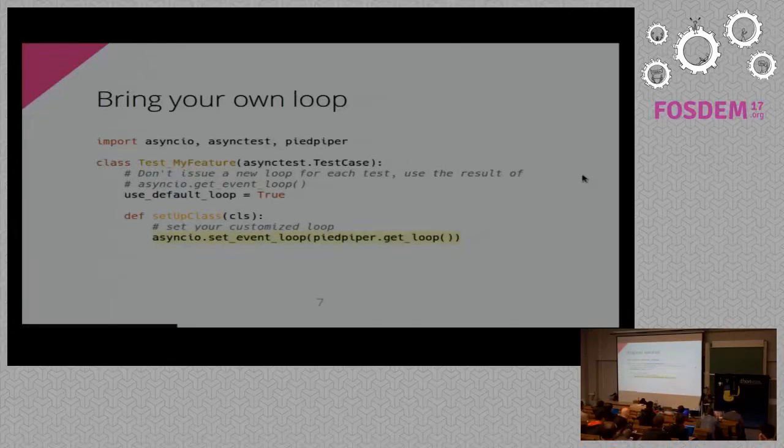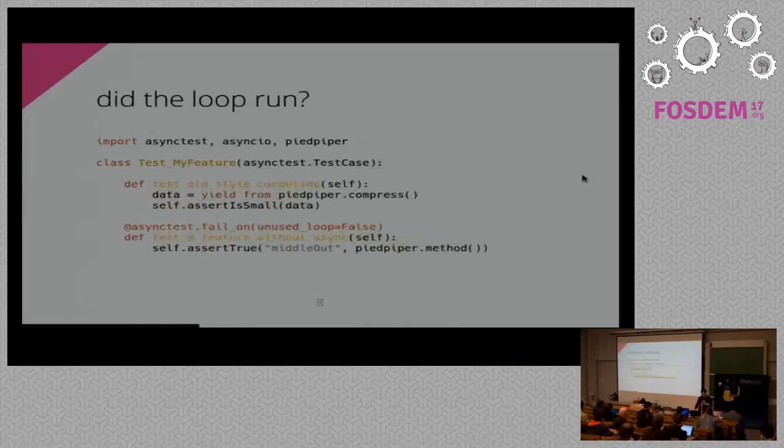However, if you really want to break this simple assumption, you can still do it. Here, I'm in a situation where I need to use my customized version of an event loop. So, for instance, here with a setUpClass, I define it, and I can ask the test case to use the default loop. In that case, rather than creating a new loop before the test, it would just call asyncio.get_event_loop and return the event loop that you set right before.